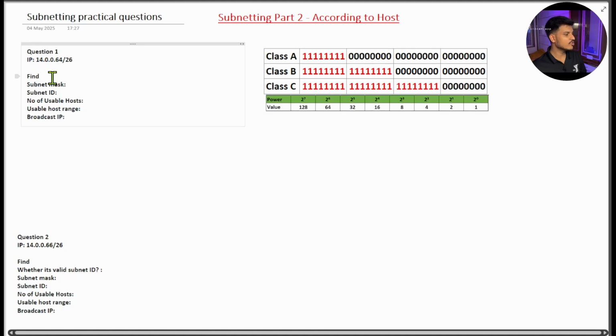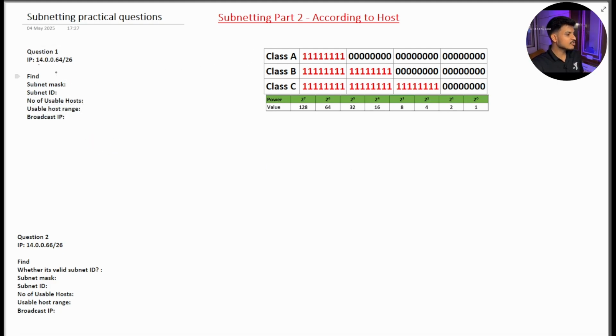Now what we have to do is find the subnet mask, the subnet ID, the number of hosts, the host range, the broadcast IP, and so on. By just looking at this IP, we know this belongs to class A, and in class A the first octet, or the first 8 bits, are given to the network. So firstly we will write its IP address as it is, that is 14.0.0.64. As per class A, we write the bits given to the network as they are, that is 14, and the rest, which are given to host, in binary.